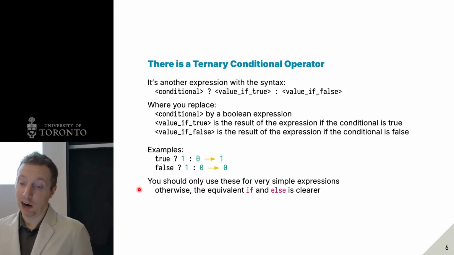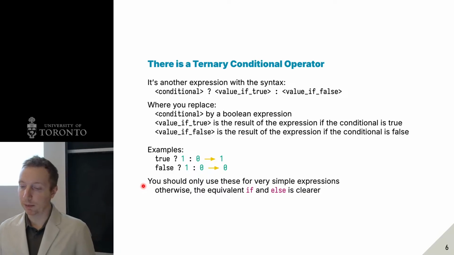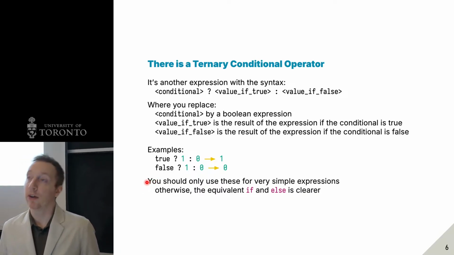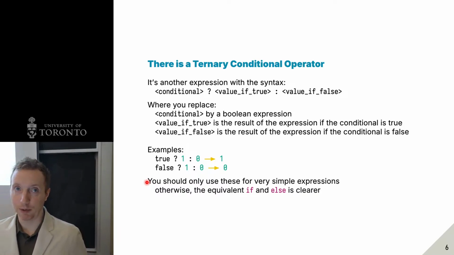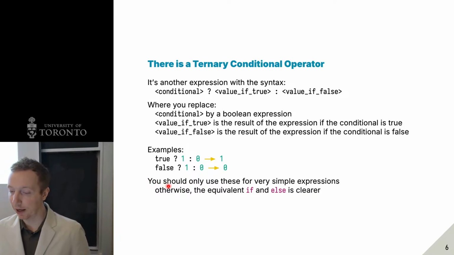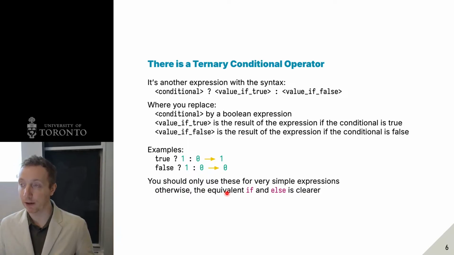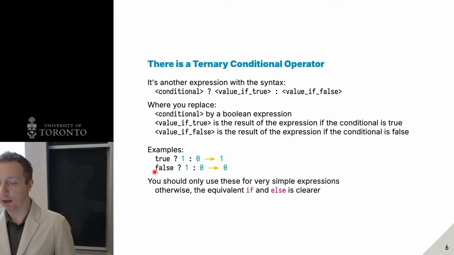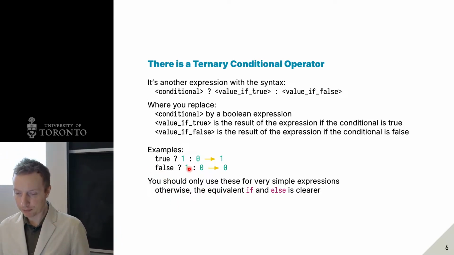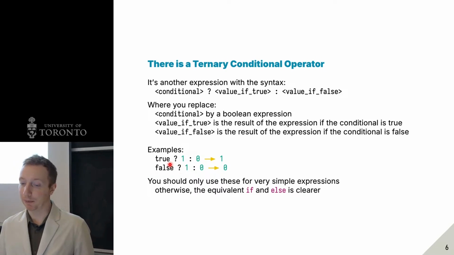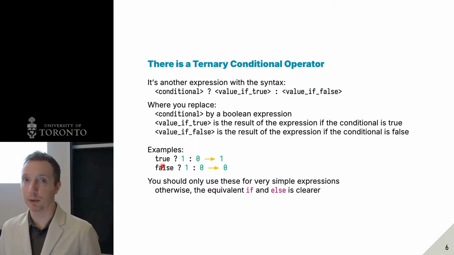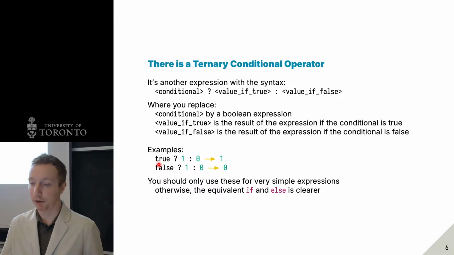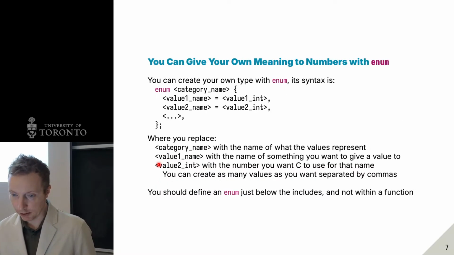So these are ways to make your code a lot more readable for very, very simple expressions. Otherwise, if it's not essentially one little line that returns one value, if it's something more complicated than that, I would say that an if and else is probably clearer. But if it's something very, very short, this is okay. This example is a bit silly because you can just use the value true and false. So sometimes you get into that as well.